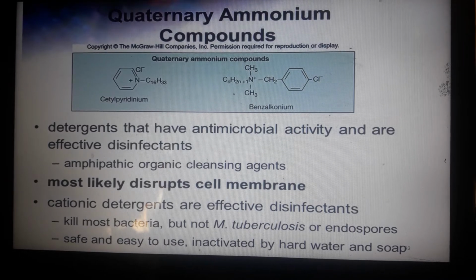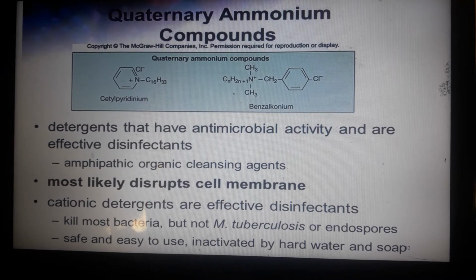but not Mycobacterium tuberculosis or even endospores, because they are protected by spores, and M. tuberculosis is also protected by the mycolic acid that is present in the cell wall. Okay, and this is considered very safe to use. It will be inactivated by hard water and even soap. So quaternary ammonium compounds are mostly considered to be amphipathic organic cleansing agents.